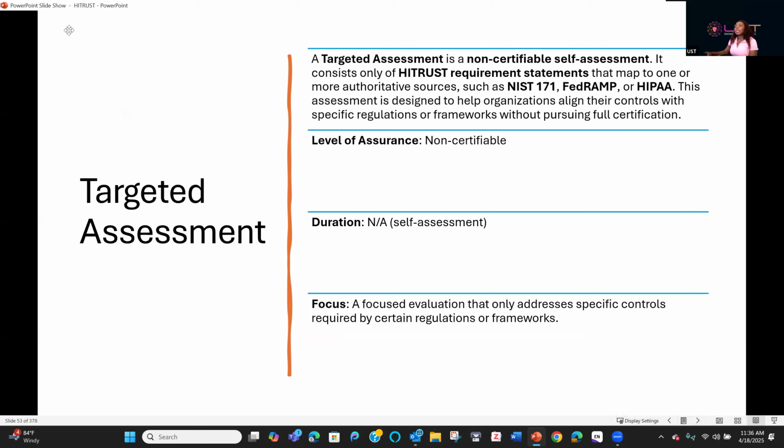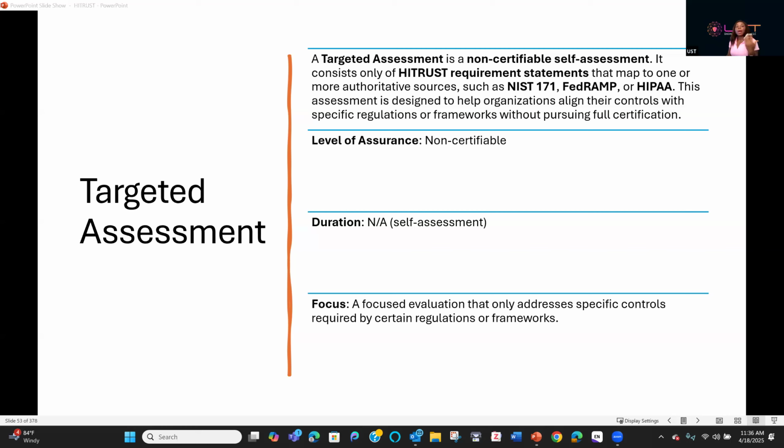Then the next one is a targeted assessment. And it says this one is a non-certified self-assessment. First, it consists only of HITRUST required statements. HITRUST has the required statements that map to one or more authoritative sources, such as NIST 171, FedRAMP, or HIPAA. Right? This assessment is designed to help organizations align their controls with specific regulations or frameworks without pursuing full certification.